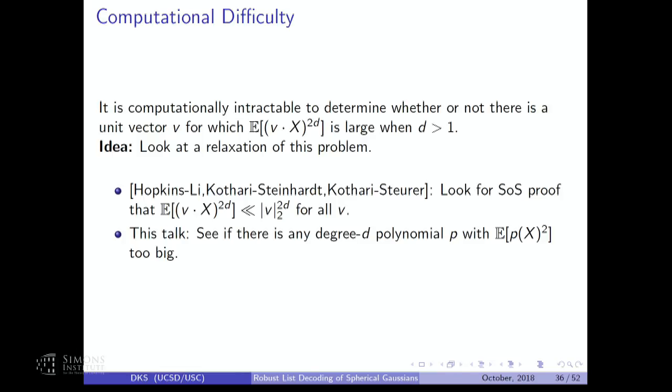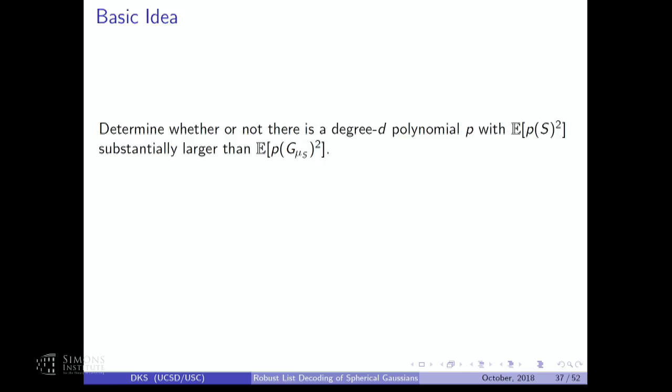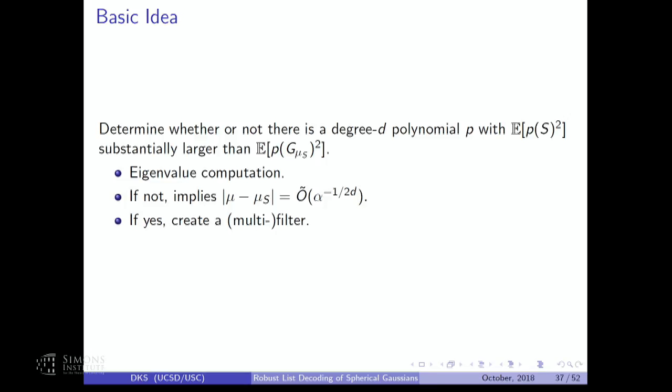Okay. And in particular, if we take p to be (v dot x) raised to the d, we'll be good. So what's the basic idea? We're going to determine whether or not there is a degree d polynomial p where the expectation of p of s squared is substantially larger than the expectation of p of a Gaussian at our sample mean squared. And this looks really great. It's an eigenvalue computation, so we can do it. If it's not true, then we get our bounds.